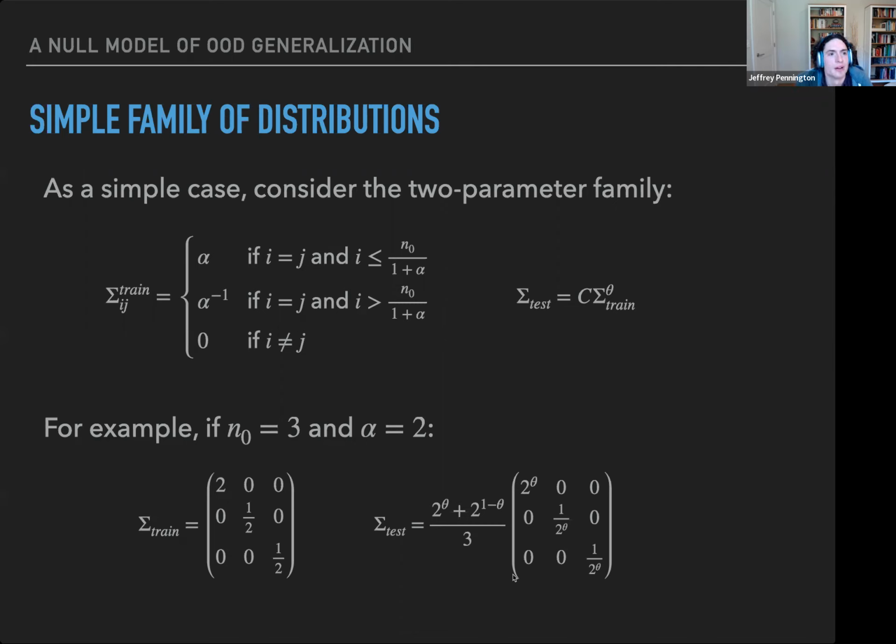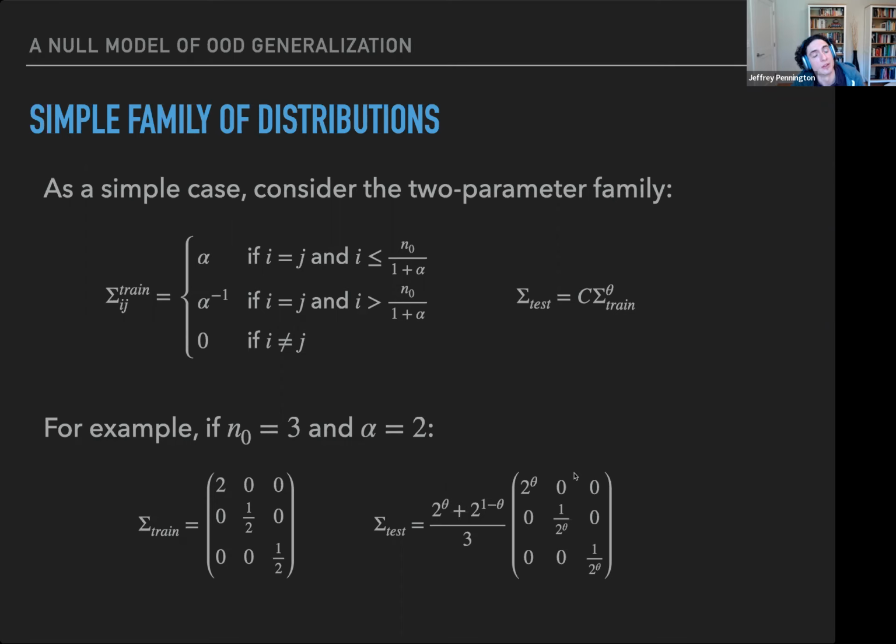So in the very simple case where the covariance is diagonal, if you just look at the bottom of this slide for an example for small n, if you have maybe one large eigenvalue and a bunch of small eigenvalues for your training covariance, and your test covariance is the same but raised to the theta power and normalized, then you could ask, what do you expect to happen as you vary theta? The intuition should be, when theta is bigger than 1, the test set is going to emphasize the large eigendirections more.